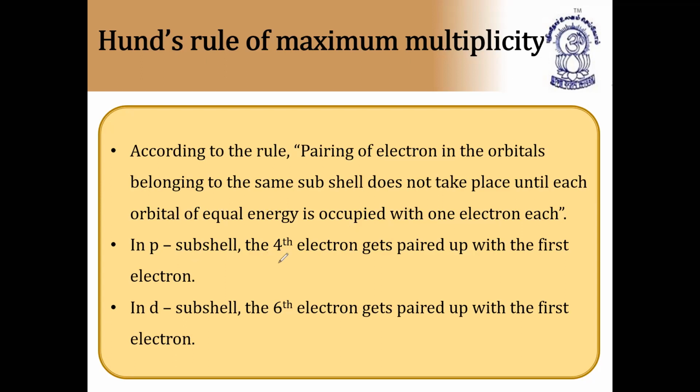So I'm drawing boxes here for the p electrons. The p subshell will have three orbitals. I'm showing here how the electrons are filled up: px, py, and pz.